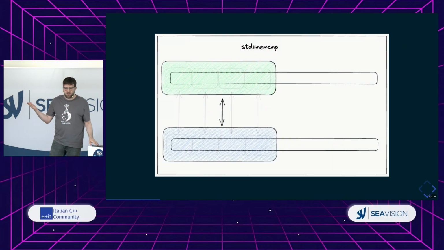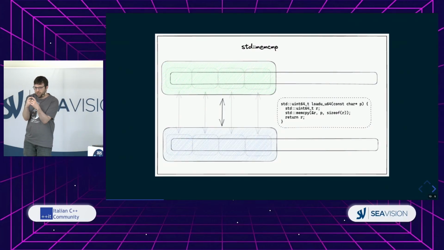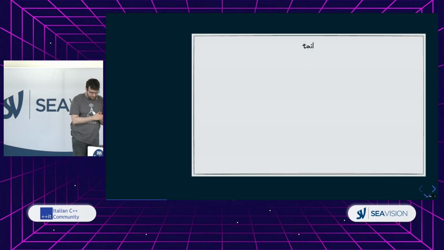Well, the first one is very easy to solve. You can use unaligned loads in C++. While there is an alignment requirement, you can just write this code. You just call memcpy on a pointer, and you copy whatever 8 bytes. And that will do an unaligned load for you. So that one is easy. Let's deal with the other one.